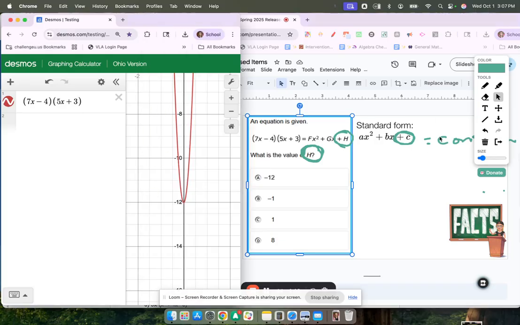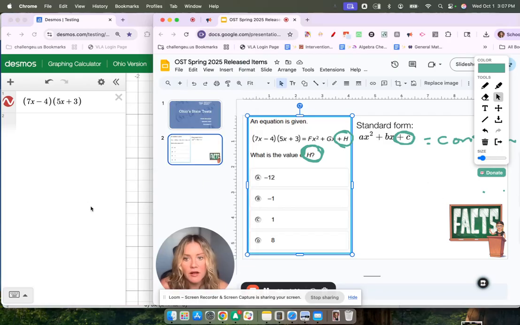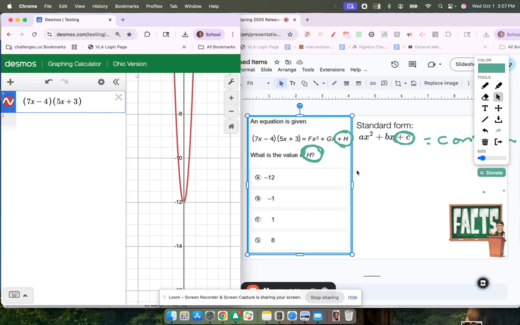So we know that c, in this case, the constant, that's where this parabola, this function, is going to cross the y-axis. In this case, that happens at negative 12, right? Negative 12. You can even put your little cursor over it. It's all the way down here at 0, where x is 0, y is negative 12. So that's going to be your answer for h.